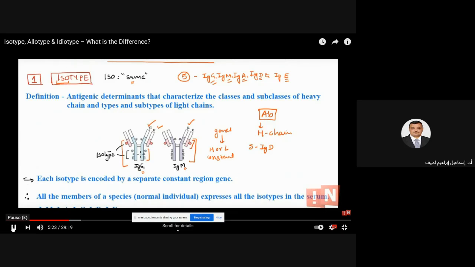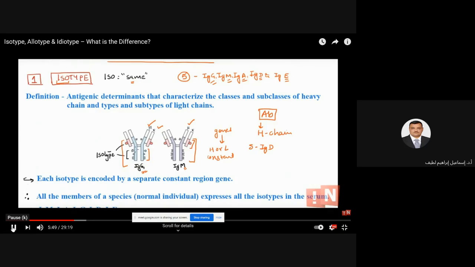So there are specific sequences present in the constant region of the light chain or heavy chain, which will decide what class or what subclass. Let's say, for example, this is IgG1, subclass G1. There can be G4, A1 or A2. It will decide what class or subclass that particular antibody belongs to.